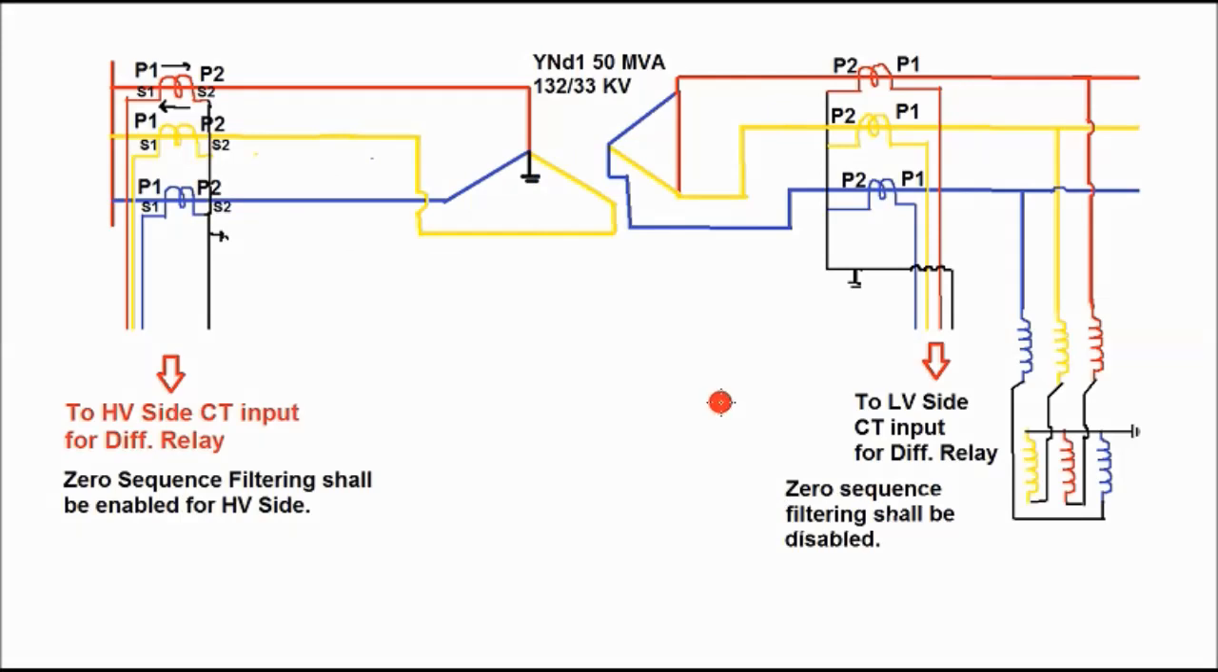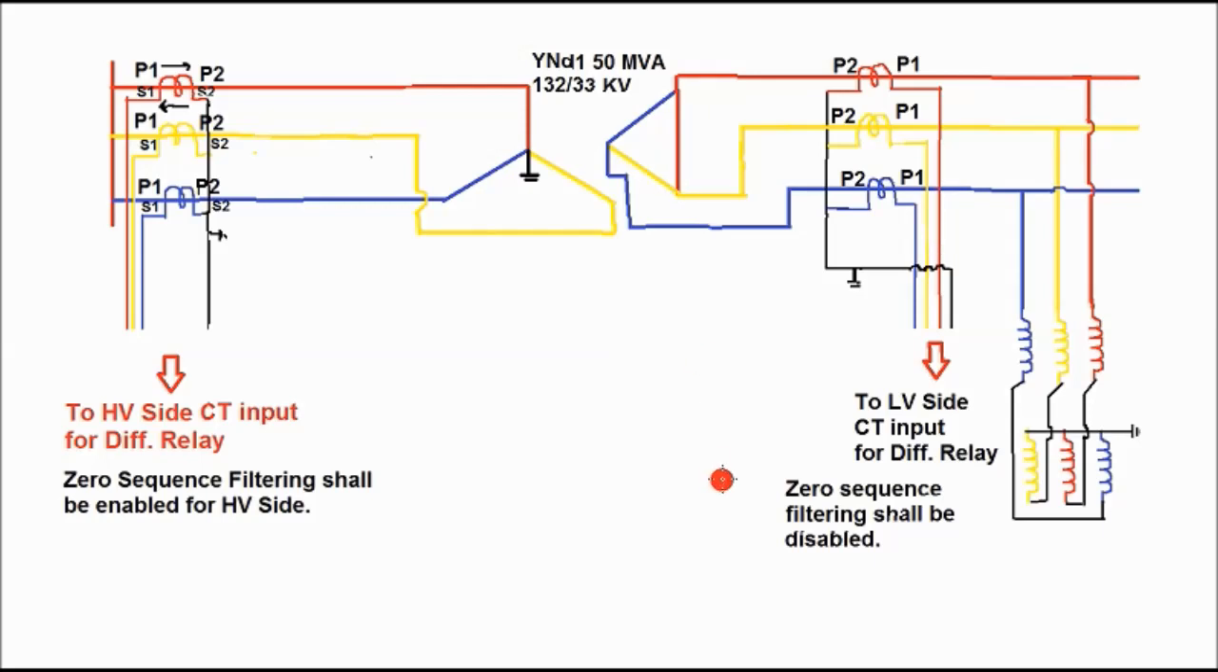Now let us take another example, a 50 MVA 132 by 33 kV transformer, and the vector group is YNd1 type. That is, HV is star connected and the neutral point is taken out, and the LV side is delta connected, and the LV side induced voltage is lagging the HV side induced voltage by 30 degrees. Okay. So here the CT connection has been shown, and since the LV side is delta connected, there is no neutral point.